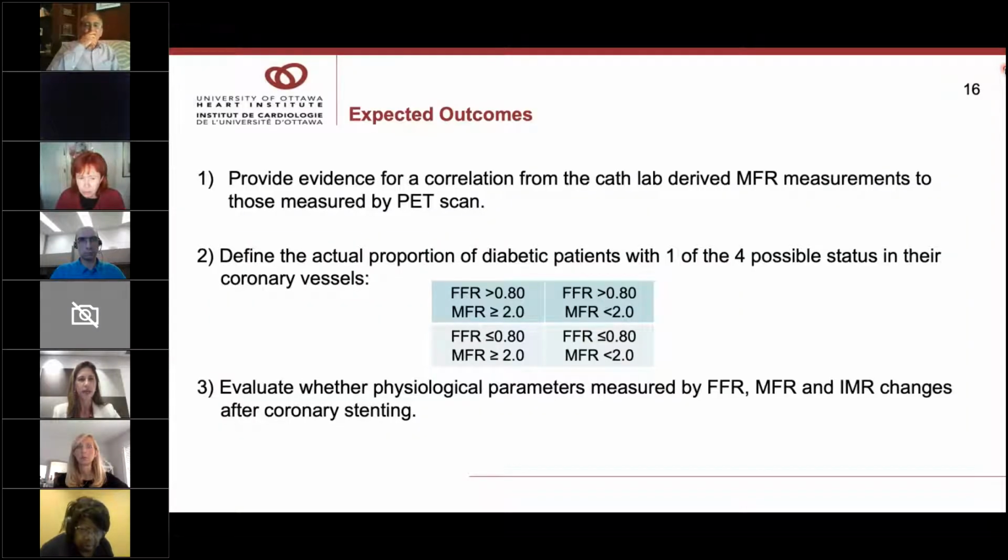The expected outcomes are to provide evidence for a correlation between cath lab-derived MFR measurements and those measured by PET scan, to define the actual proportion of diabetic patients with one of the four possible statuses in their coronary vessels, just as shown in the figure earlier, and to evaluate whether physiological parameters measured by FFR, MFR, and IMR change after coronary stenting.